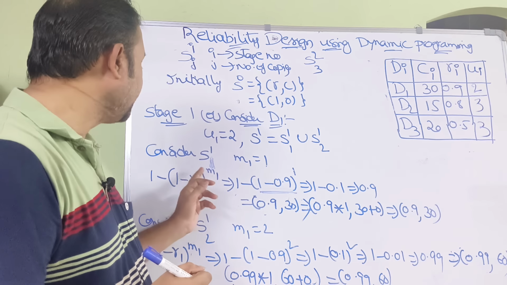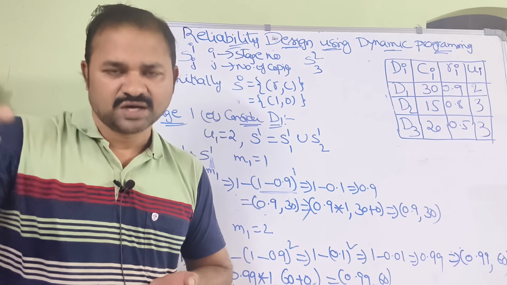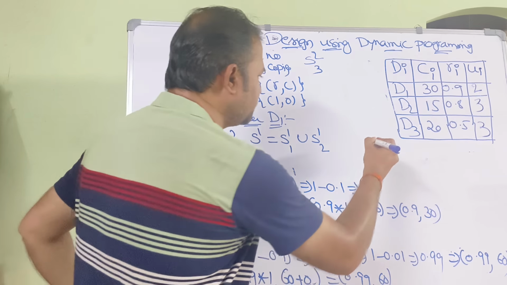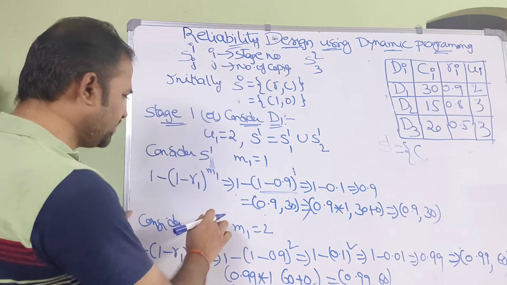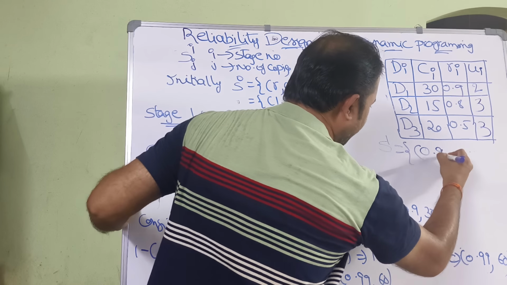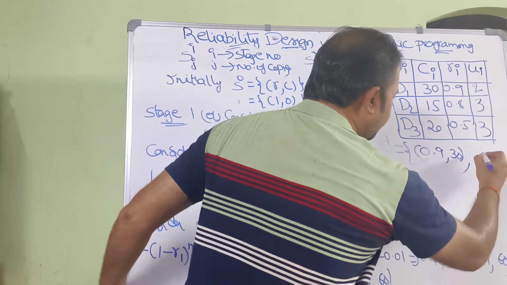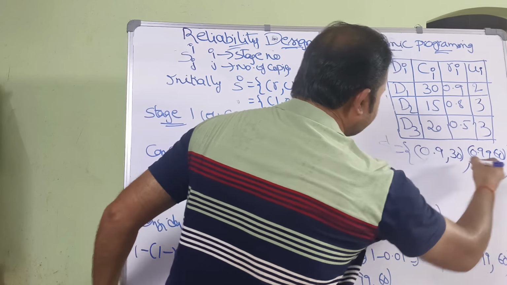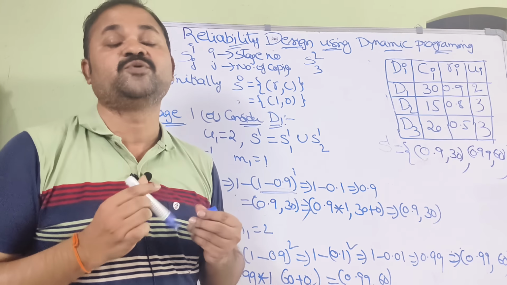Now we have to calculate S power 1. What is S power 1? Simply, we have to add the corresponding pairs. S power 1 equal to, we got S power 1 1, that is nothing but 0.9 comma 30. And what is S power 1 2? That is 0.99 comma 60. So now stage 1 is calculated. Likewise, we have to calculate stage 2 as well as stage 3 reliabilities and cost.